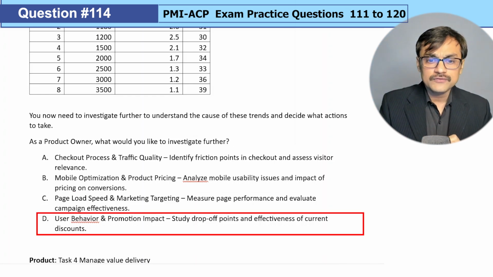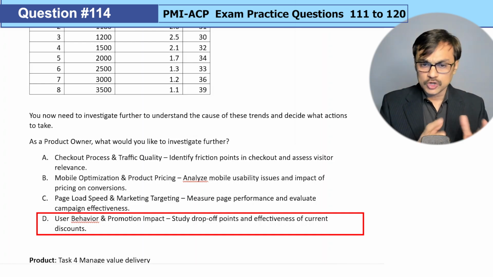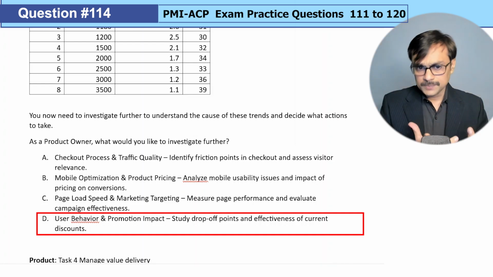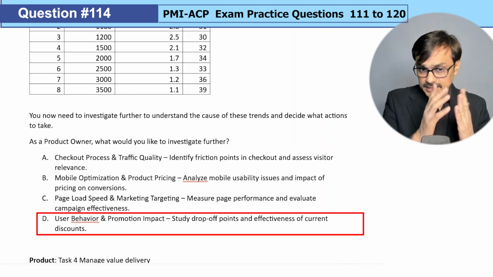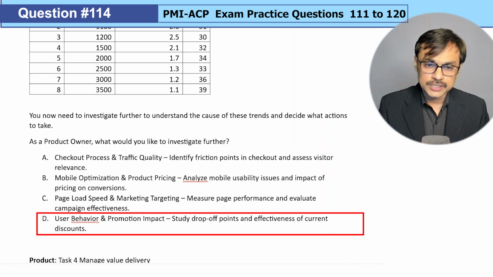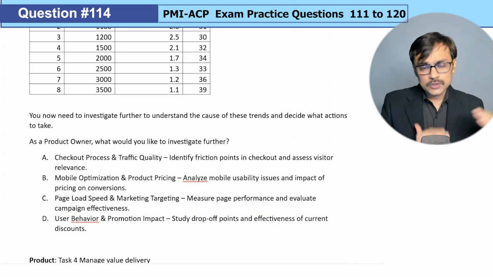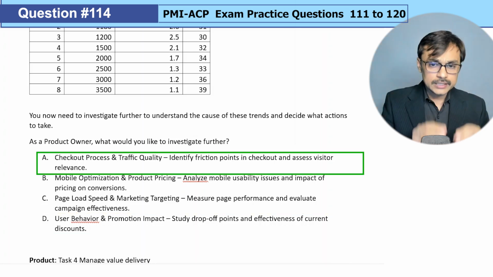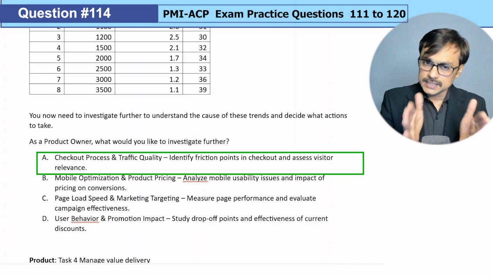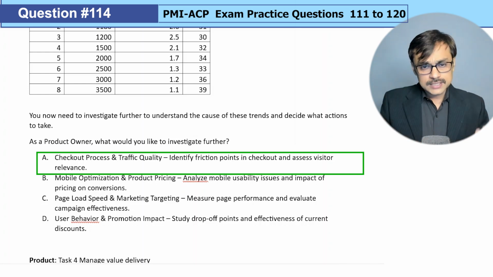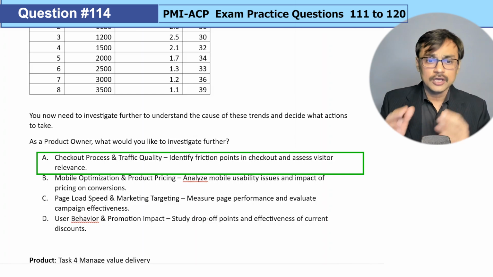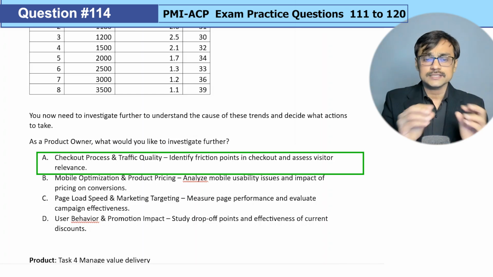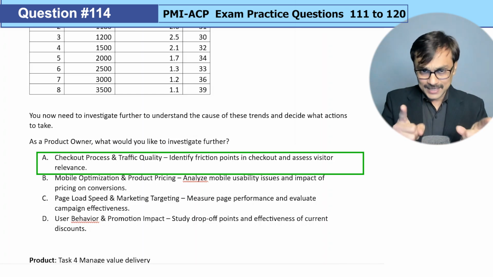Option D, user behavior and promotion impact, study drop-off points and effectiveness of current discounts. There is a possibility that because of discounts conversion is not happening, but the data is not showing me that particular information. So if I revisit all the options, option A is clearly showing me a concern based on this data itself. When I am analyzing this, maybe I discover some more areas which require investigation. But as of now, looking at this data set, I can go with option A.